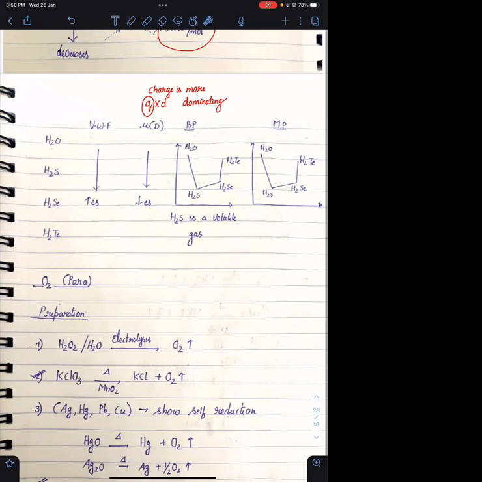Next, boiling point. Boiling point mein hum expect ye karna chahiye. Down the group as van der Waals forces are increasing, this should be having the highest boiling point. But aapko H2O mein sabse zyada ho jayega. What is the reason for that? Because of hydrogen bonding. Vaisa hi hai, H2S least, H2Se, H2Te, H2O sabse zyada ho gaya. H2O sabse zyada kis wajah se hua? Because of hydrogen bonding. Melting point mein bhi wahi hai. We expect H2O to be least, but H2O is becoming highest because of hydrogen bonding. Is that clear?